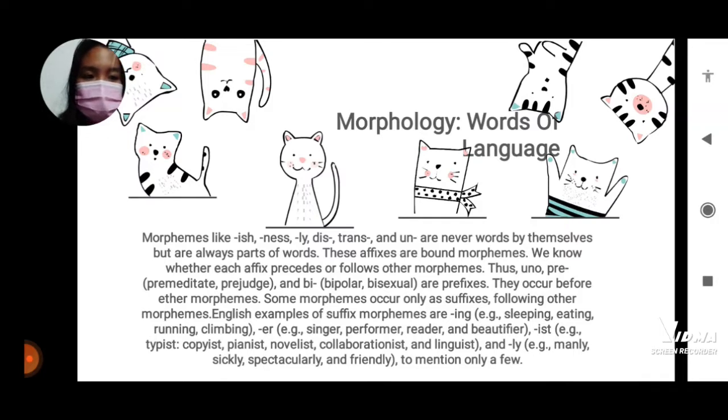examples of singer, performer, reader, and beautifier. For the -ist, they have typist, copyist, pianist, novelist, collaborationist, and linguist. And for the -ly, it has the examples of manly, sickly, spectacularly, and friendly, to mention only a few.